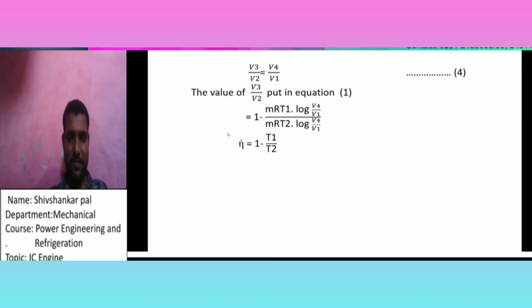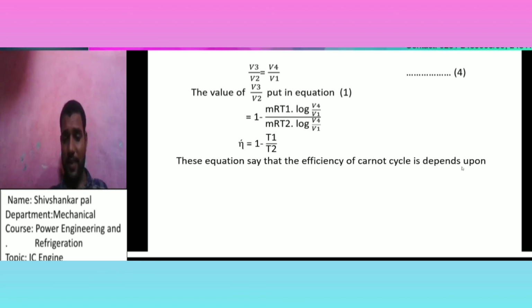Then we obtain the efficiency of the Carnot cycle as 1 minus T1 by T2. This shows that the efficiency of the Carnot cycle is dependent upon the temperature limit.